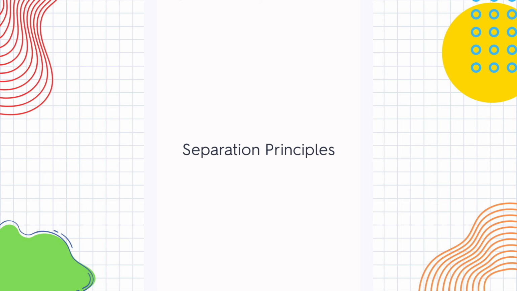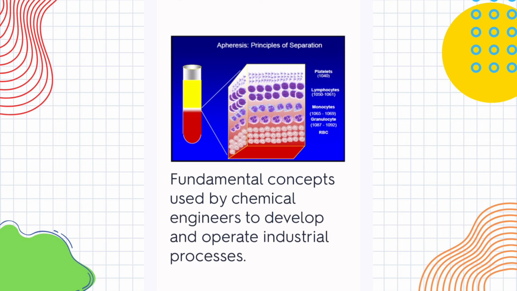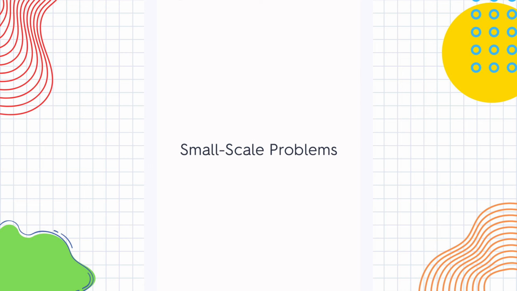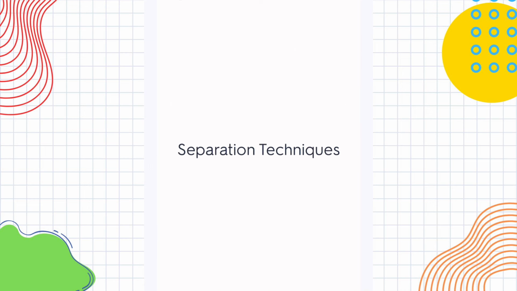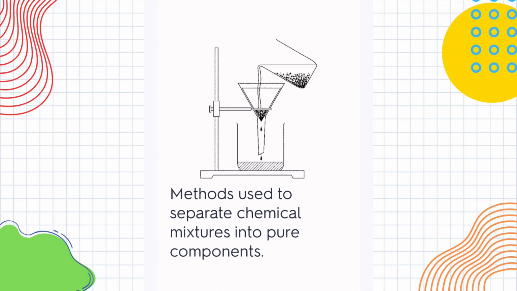Separation principles. Fundamental concepts used by chemical engineers to develop and operate industrial processes. Small-scale problems. Industrial separation issues on a smaller scale, like batch processing or recovery of biological solutes. Separation techniques. Methods used to separate chemical mixtures into pure components.